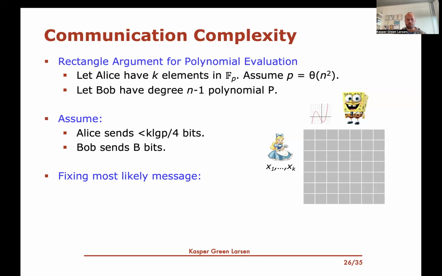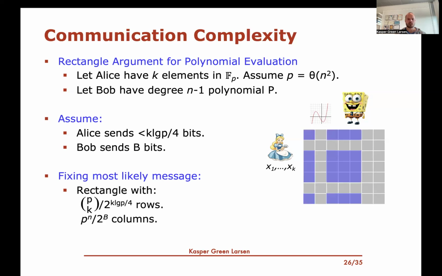So we can do the same trick. Whenever one of the players sends a bit, we're going to zoom in on the most likely message, the most likely bit that could be sent. If we do this, then at the end of the day, we're going to end up with a rectangle again, where, well, what is the number of rows? The total number of rows in this matrix is P choose K. That's the number of sets of queries that Alice could receive as input. So it's P choose K divided by 2 to the K log P over 4. And the number of columns is P to the N divided by 2 to the B. Okay, now we want to prove something for this. And the property that we have is, of course, Alice can answer all her queries inside this rectangle, meaning that the answer to every tuple of K queries is completely fixed.